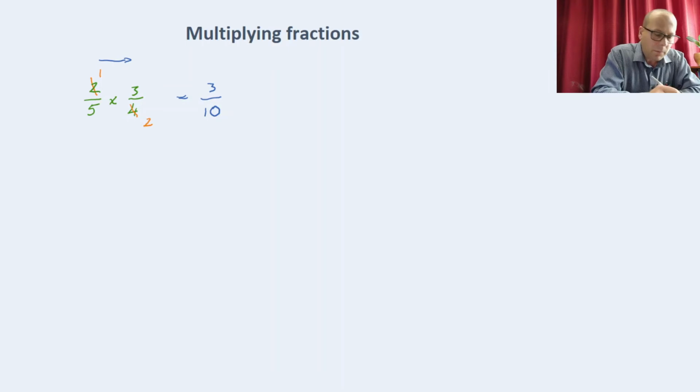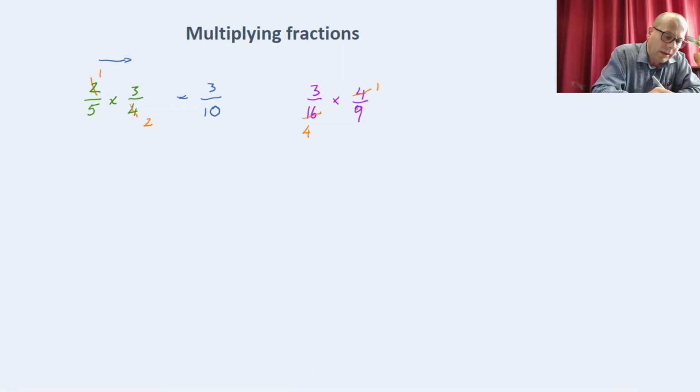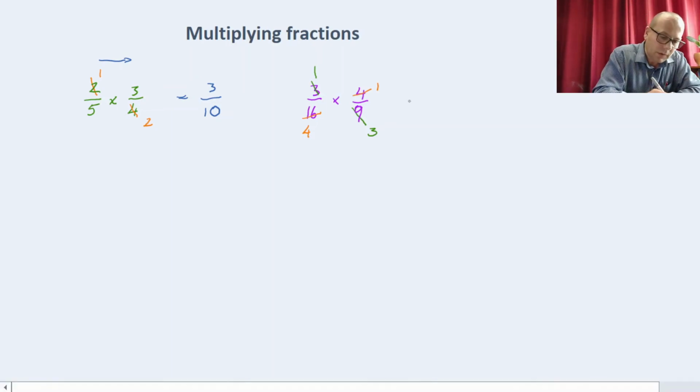Say if I have 3 over 16 times 4 over 9. I can cancel down first, divide by 4, so that will be a 4, that will be a 1. I can divide by 3, that will be a 3, and will be a 1 there. I simply multiply numerator with numerator and denominators at the bottom. So 1 times 1, 1, 4 times 3, 12. You can see that multiplication is pretty easy.